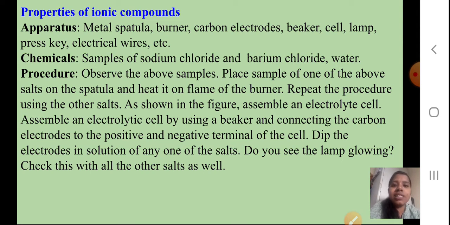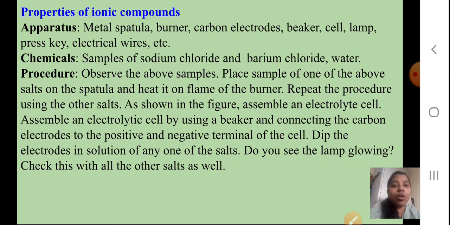Assemble an electrolytic cell by using a beaker. Connect the carbon electrodes to the positive and negative terminals of the cell. Dip the electrodes in a solution of any one of these salts.